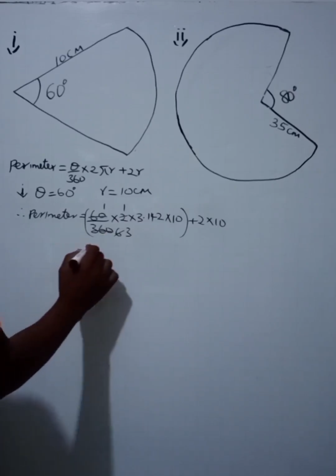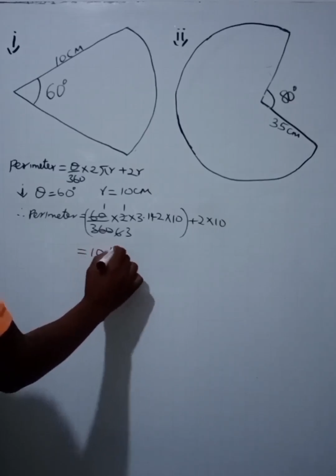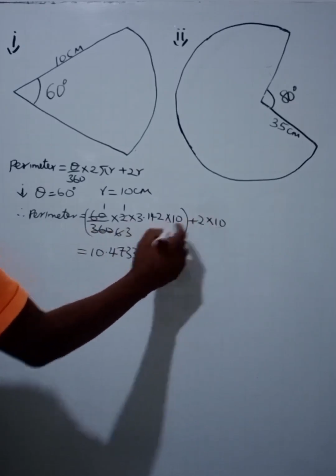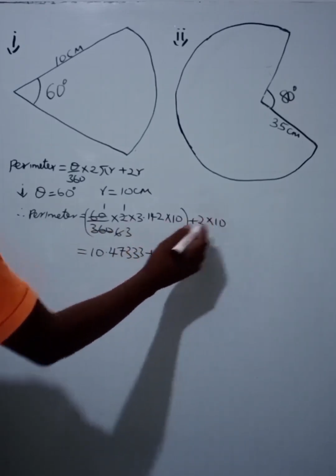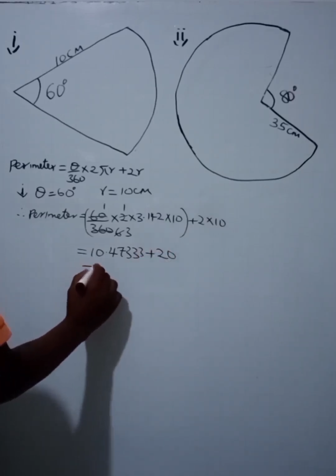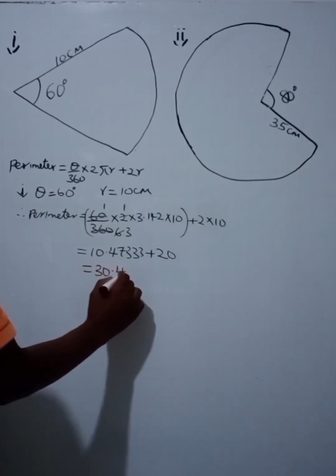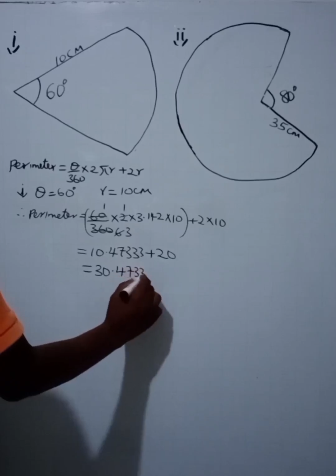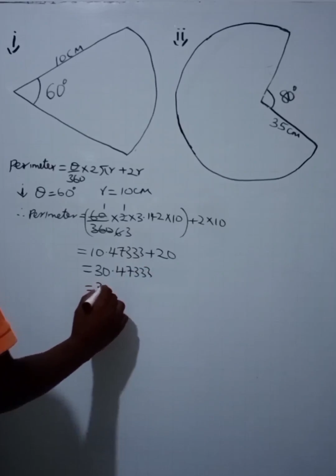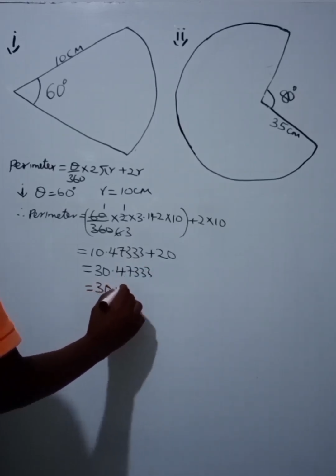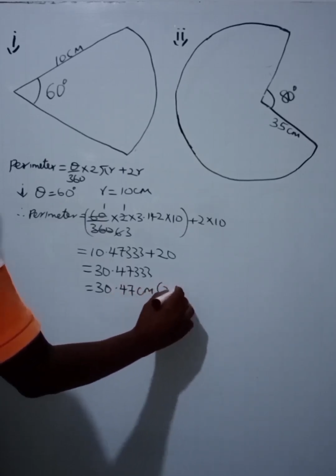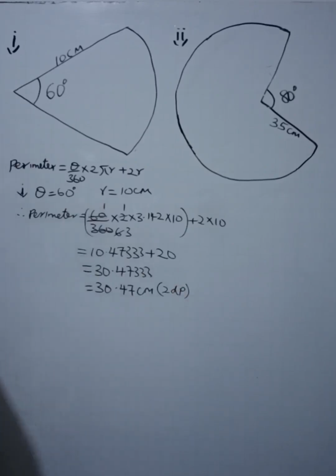you will get 10.4733 recurring, then plus 2 times 10 is 20. When you add the two, you get 30.473, which in 2 decimal places will be written as 30.47 centimeters. That's when we write it correct to 2 decimal places.